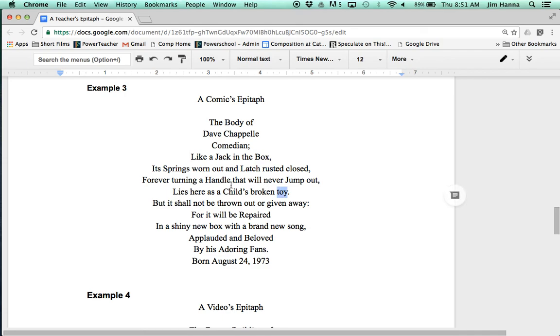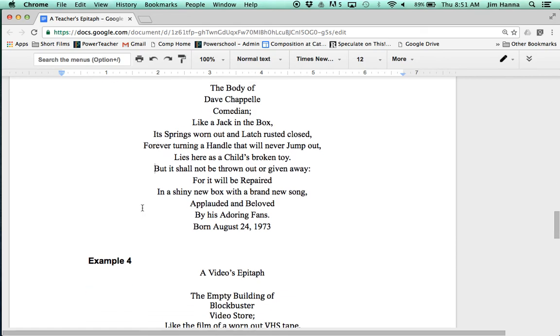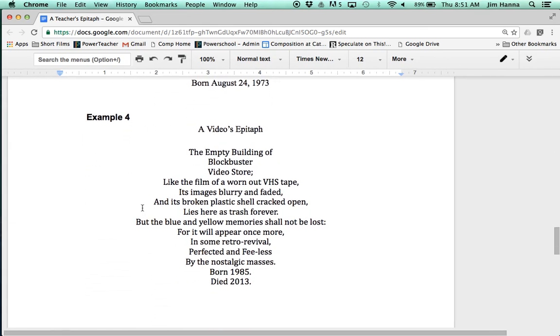So again, we've got a toy, a handle, springs, latch, all these things are related to a jack-in-the-box. But it should not be thrown out or given away like an old toy, for it will be repaired in a shiny new box with a brand new song, applauded and beloved by his adoring fans. Okay. So yes, I'll keep moving here.